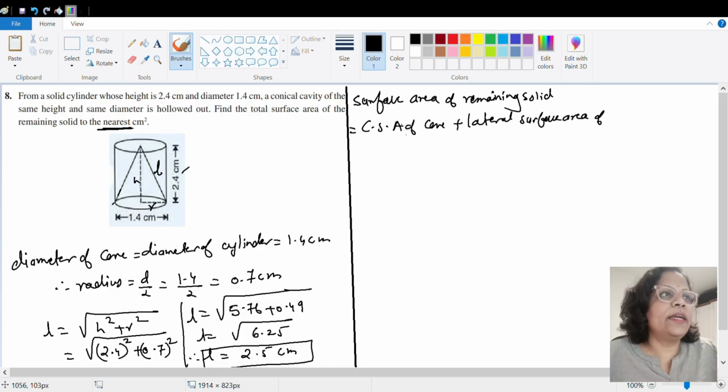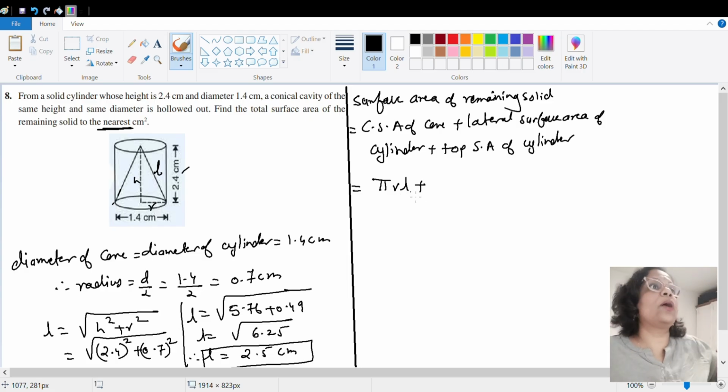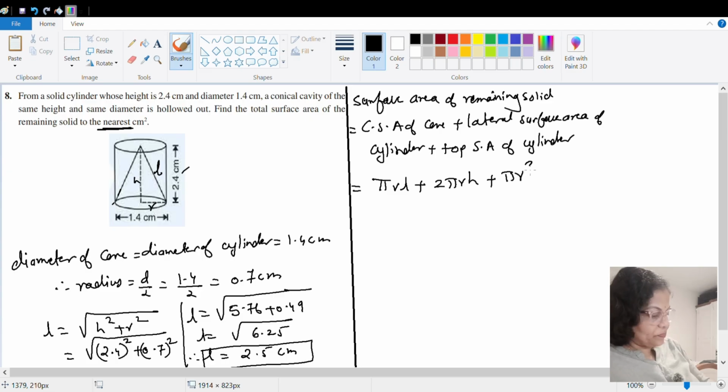area of cylinder and one more area on top, that will be the top surface area of cylinder. The curved surface area of cone is pi r l. Again, I am telling, these are formulas which we have done in grade 9 and are all very important. Then lateral surface area of the cylinder is what? 2 pi r h. And top surface area of the cylinder, that is a circle, that becomes pi r square.